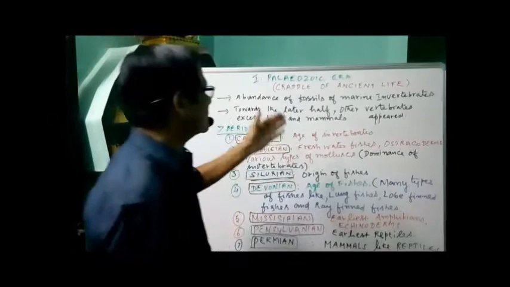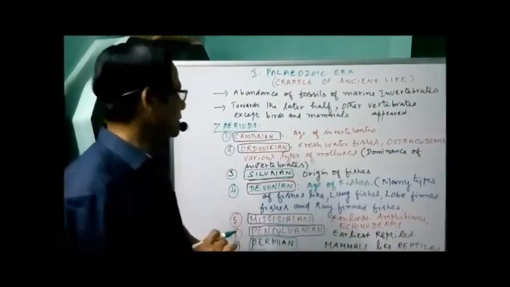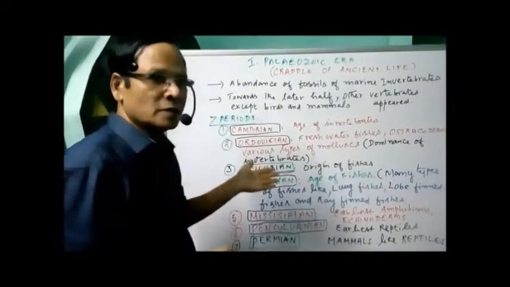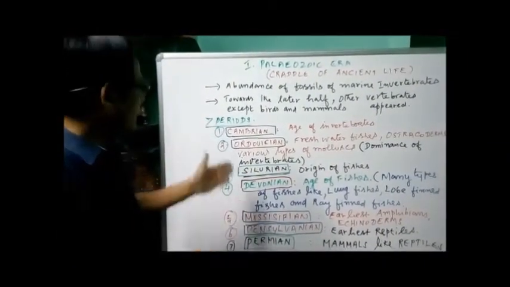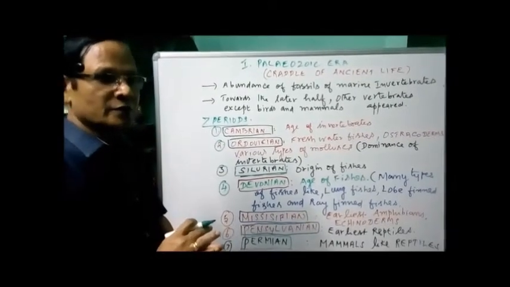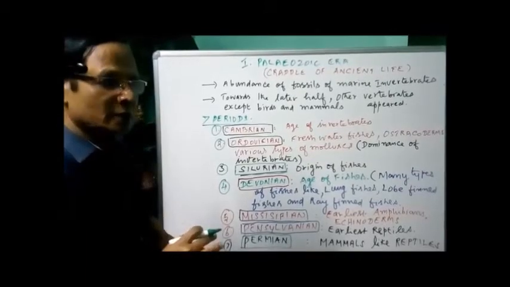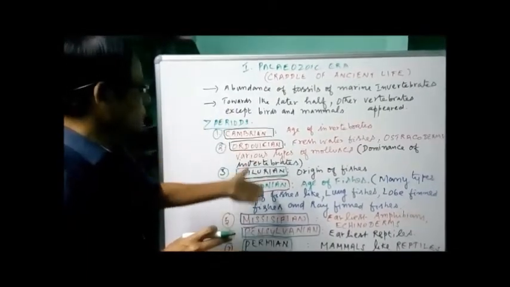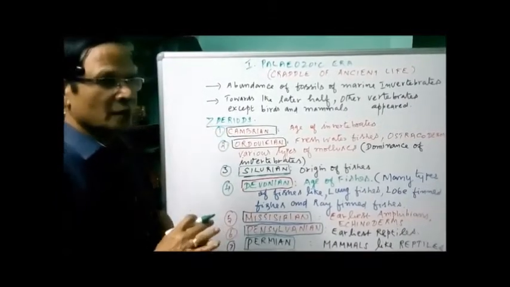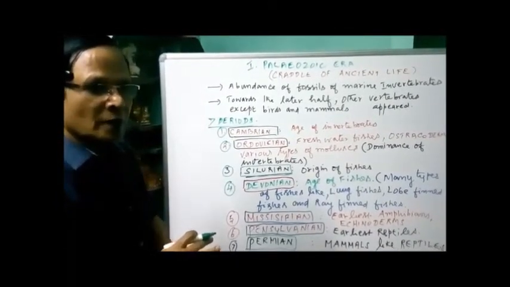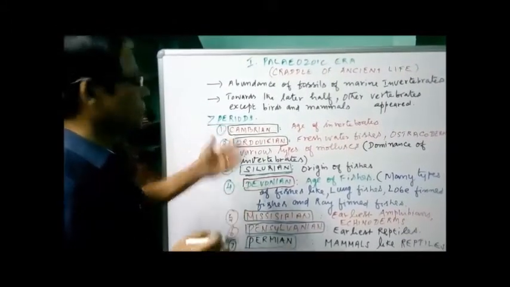Except towards the later half, other vertebrates except birds and mammals appeared during that period. As I mentioned earlier, it was divided into 7 periods. The names of the 7 periods were given based on the tribal people who lived in that area just after the evolution of all these organisms. For example, Cambrian refers to the tribal people where we collected the fossils, hence called Cambrian.